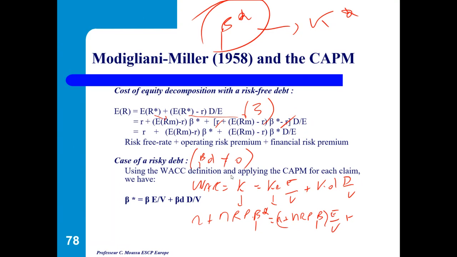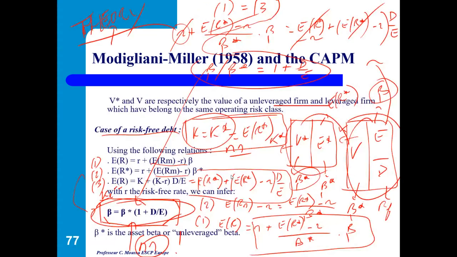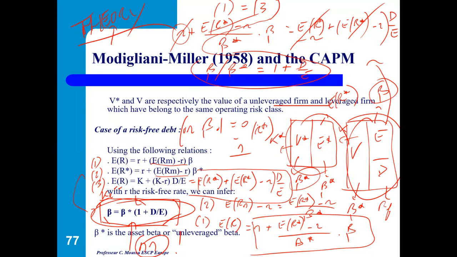I mean, it can apply if beta D is equal to 0, so it will also apply in the case of a risk-free debt, or a risky debt where beta D equals 0. So remember, I can have a risky debt.